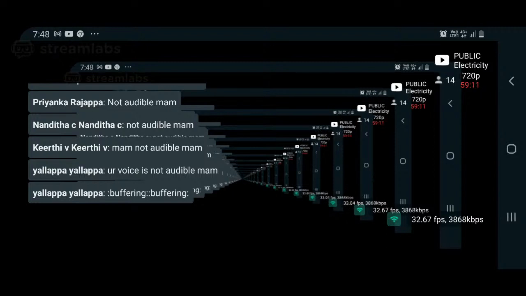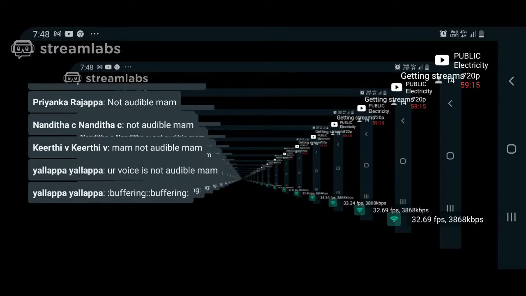Okay. If it is cleared, shall I move on to the next concept? Heating effect of electric current. Shall I move or should I repeat?